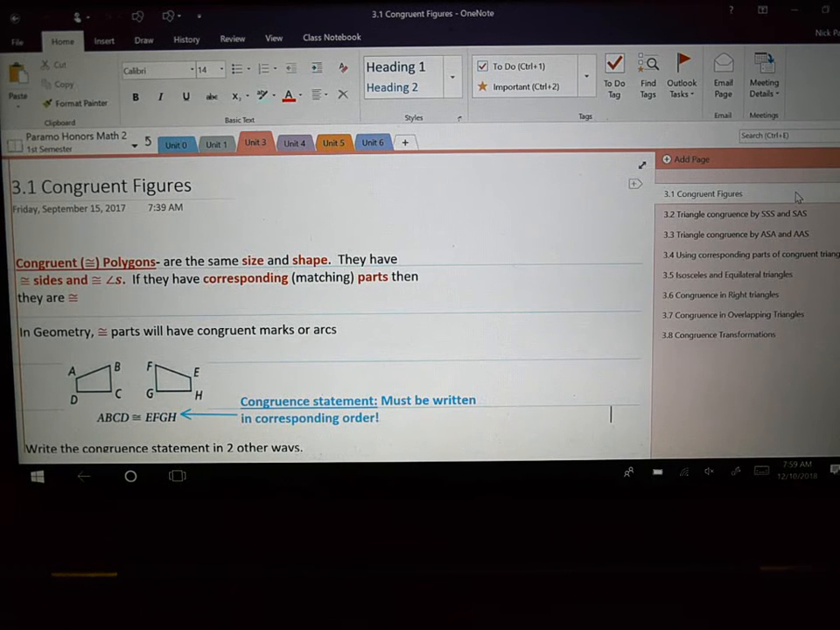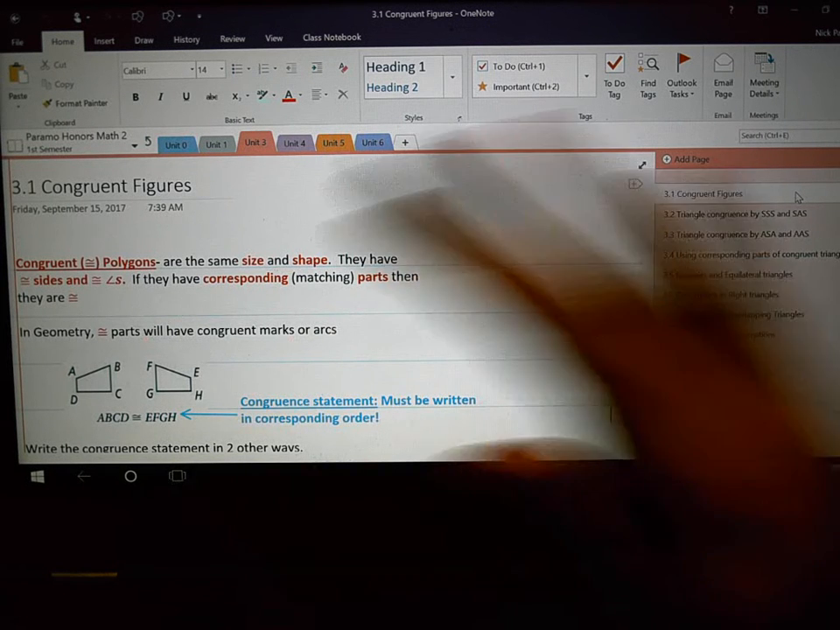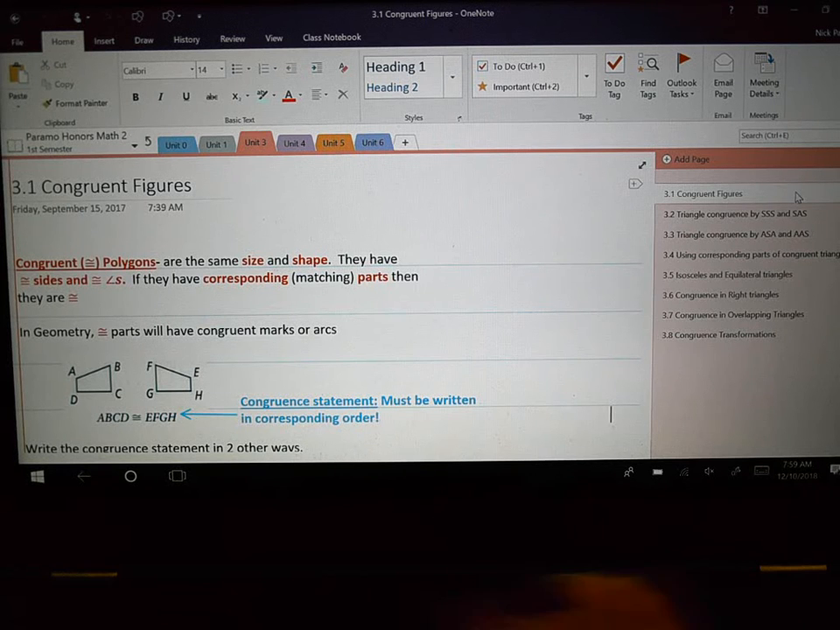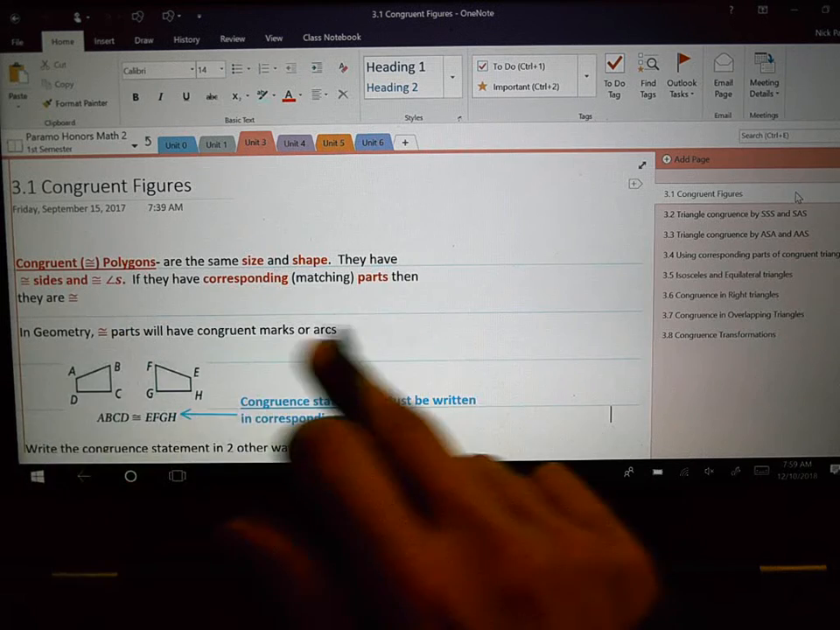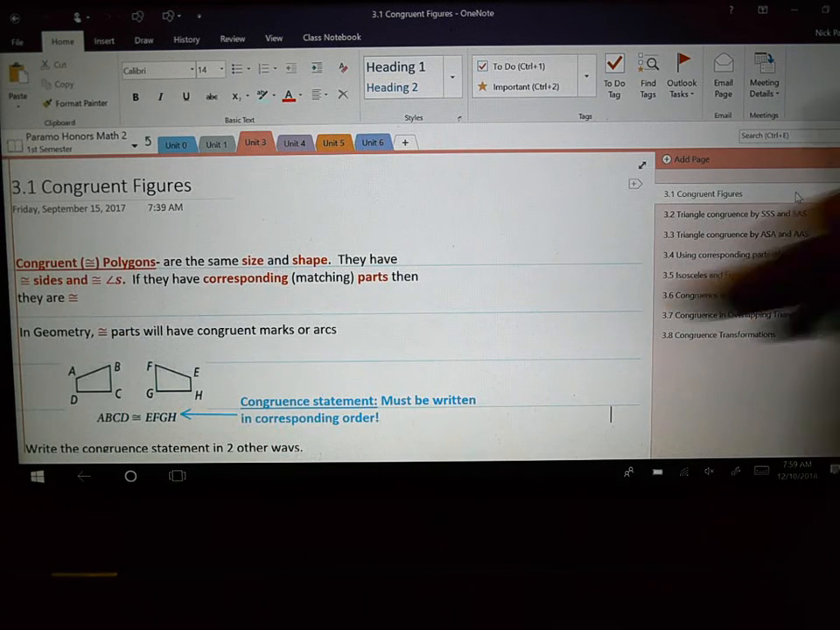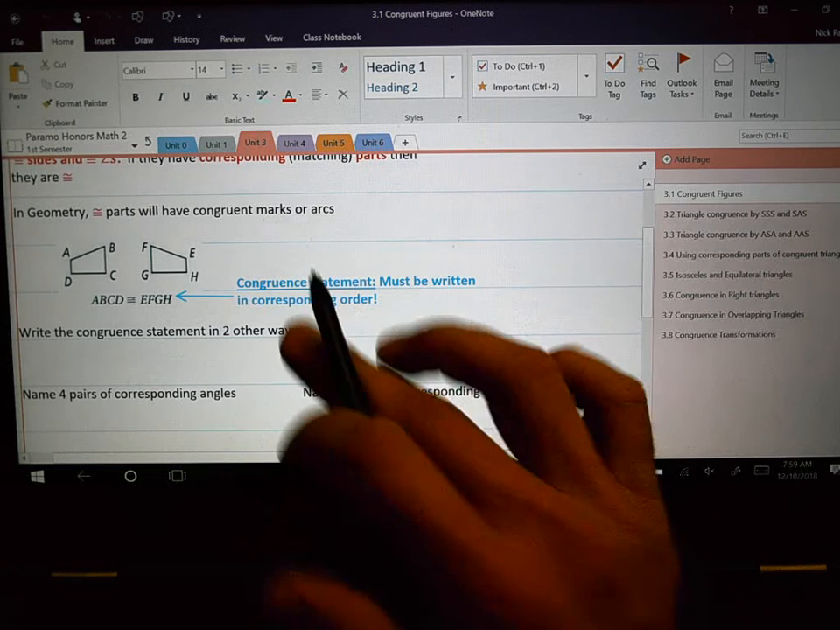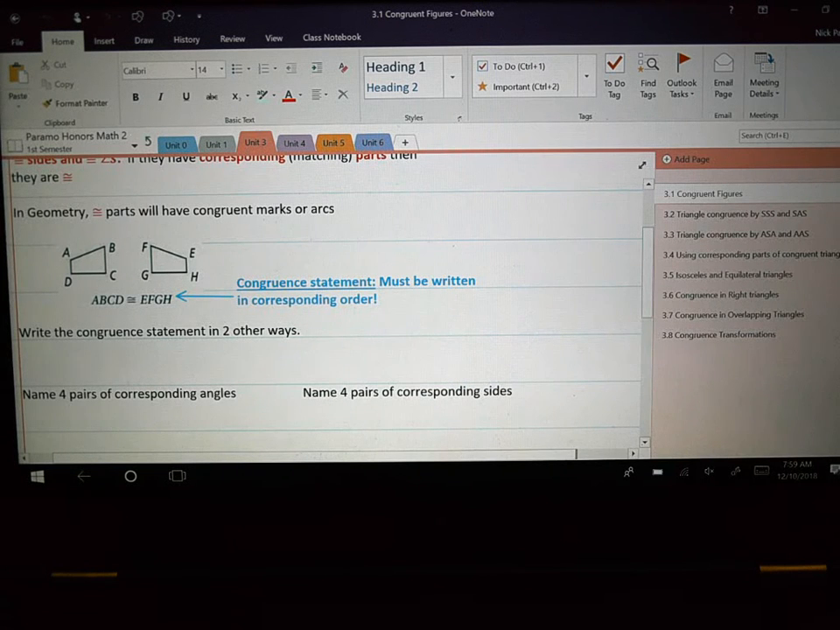In Unit 3, the biggest thing that I would say Unit 3 was about was proving two triangles were congruent to each other. We had congruent polygons. We started off in 3.1 talking about congruent polygons, so 4-sided, 5-sided, 6-sided shapes. But then if you look at what we did in 3.2 and 3.3 and even 3.6, we spent a lot of time on 3 different sections. How do I prove that two triangles are congruent?